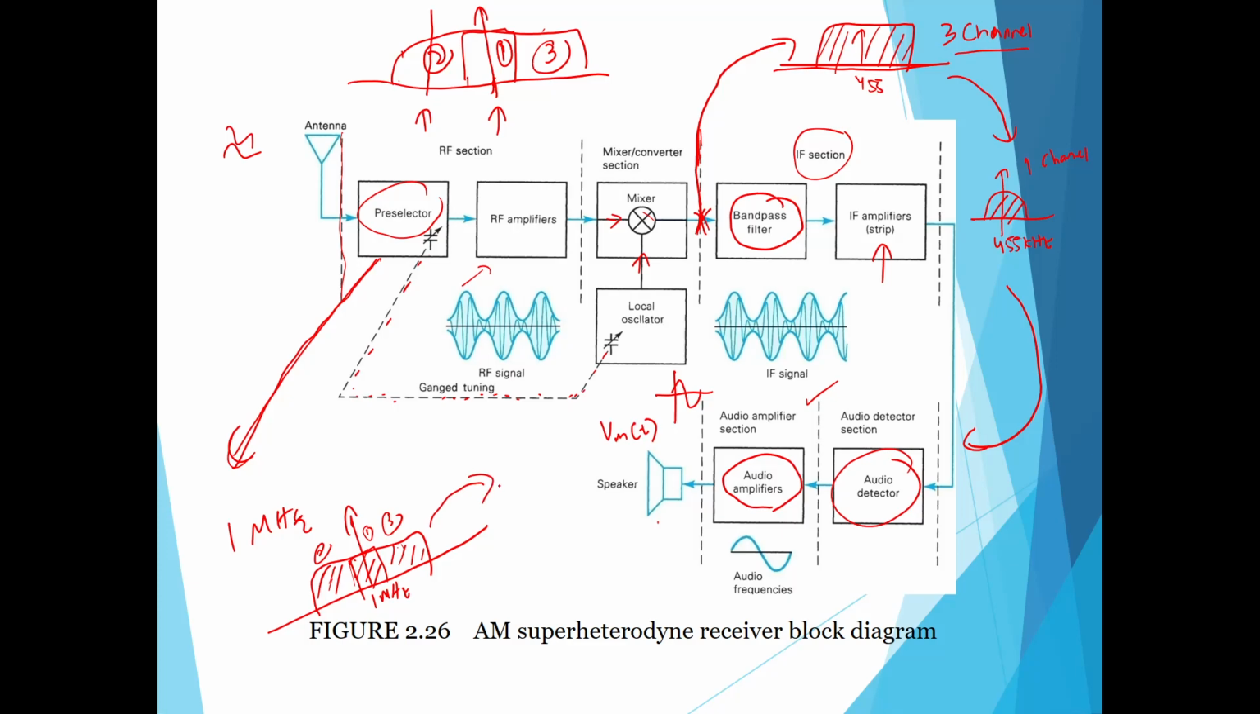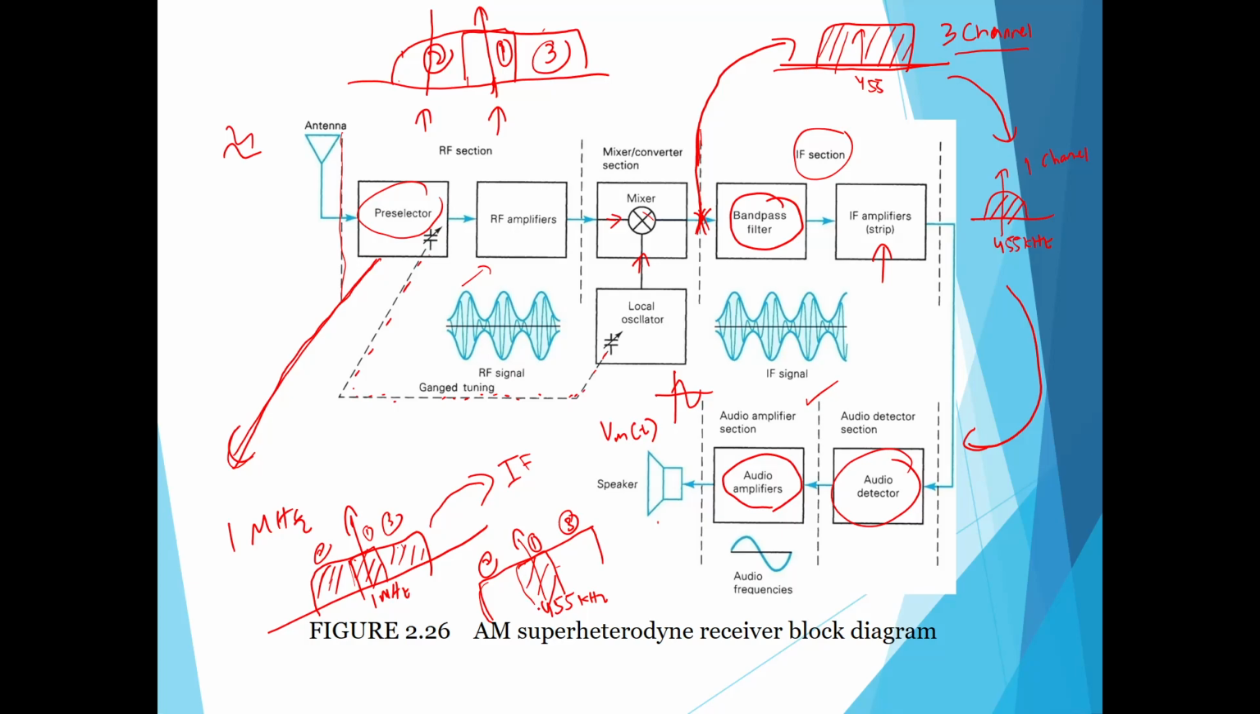So this will be down converted into IF. Again, we still have the same bandwidth, but centered at 455 kilohertz. This is channel 1, channel 2, and channel 3. After down converting into IF, it goes through the IF bandpass filter. So the IF bandpass filter will tune to the center frequency of this band.